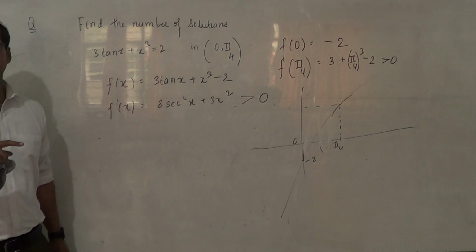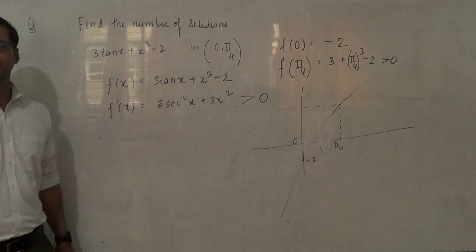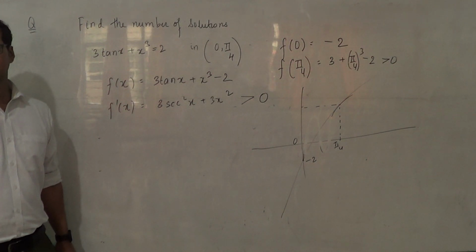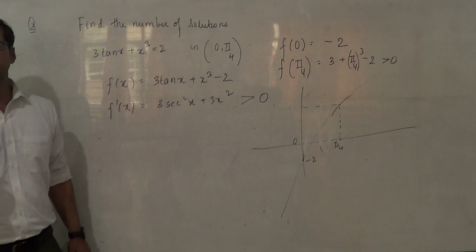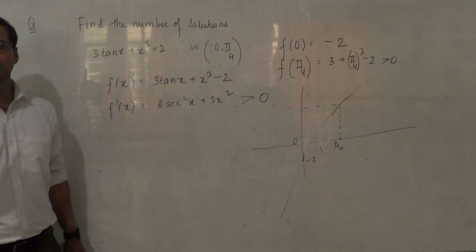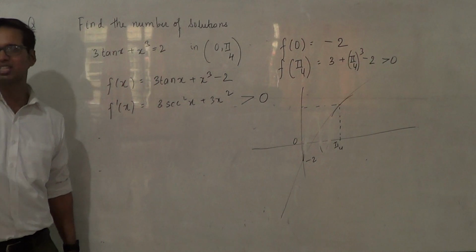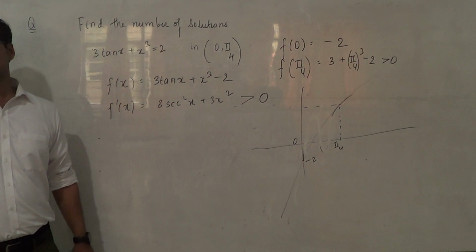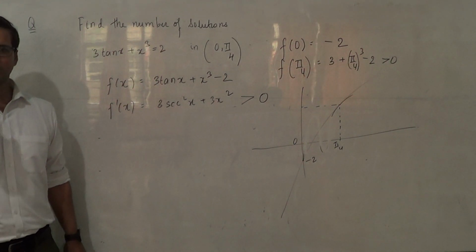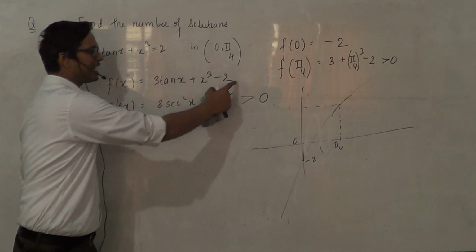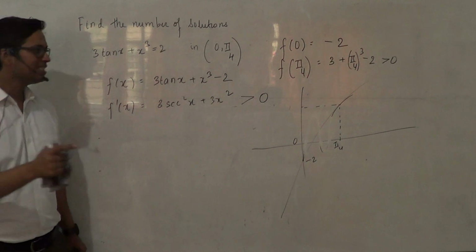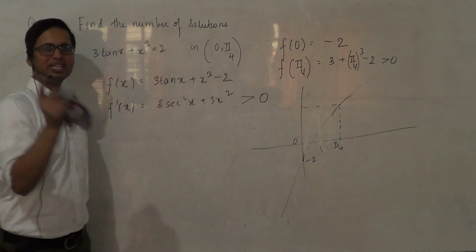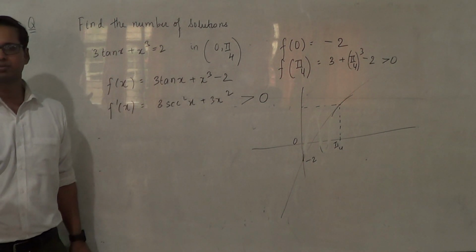Correct? Yeah. The value at 0 is minus 2. The value at pi by 4 is some positive number. That means the function will become 0 for a value between 0 and pi by 4. And that will only happen once, because it is always rising. So it will cut the x-axis at only one place. So this expression can be equal to 0 only for one value of x, and hence this equation will be satisfied by only one solution.